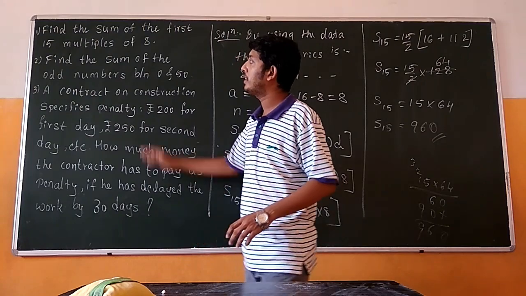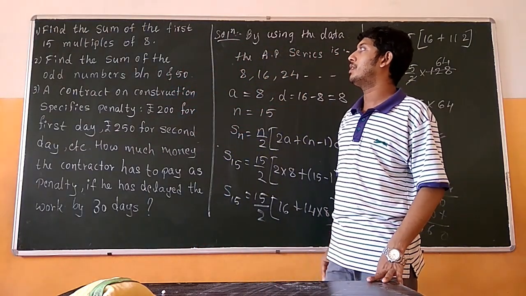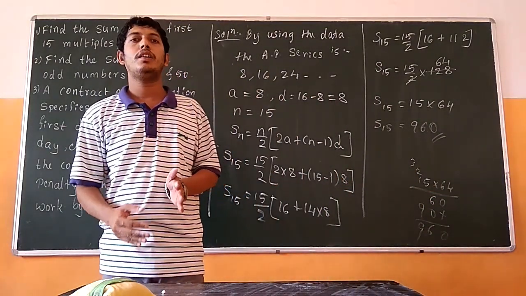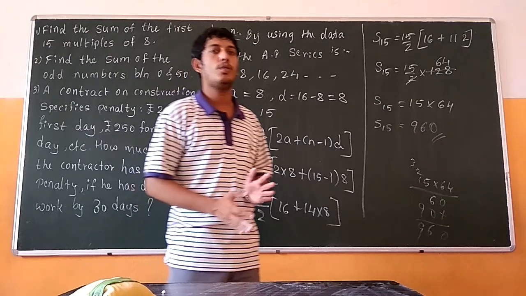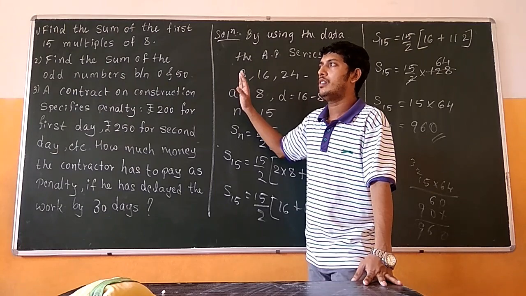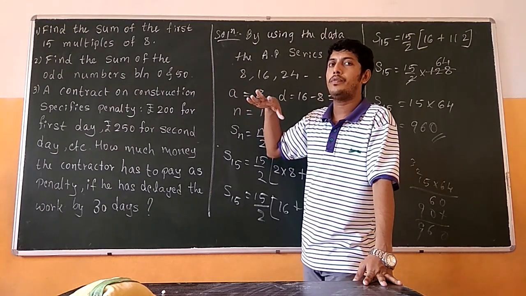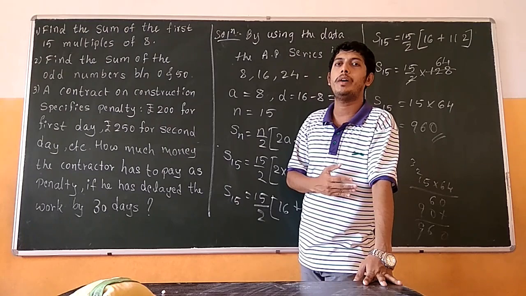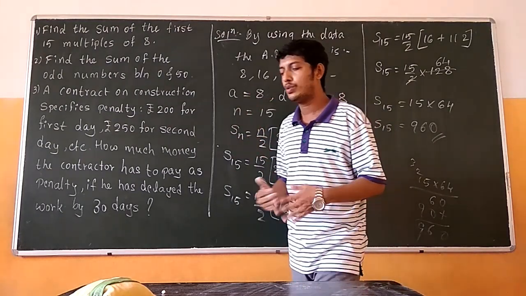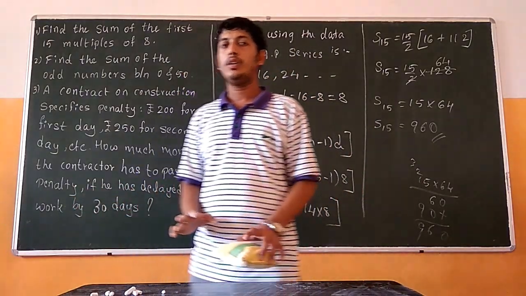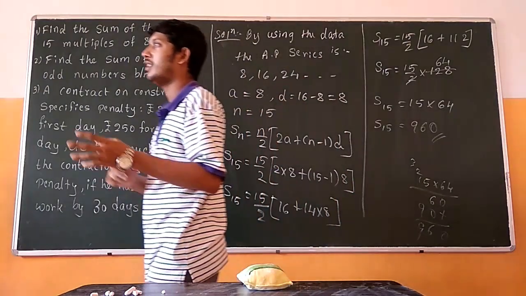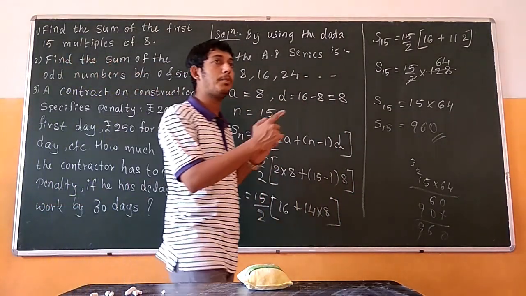So in that, what is given? Find the sum of the odd numbers between 0 and 50. Odd numbers means the last digit is not 0 or 2. Because if we consider 4 as the last digit, it is divisible by 2. If we consider 6, that is divisible by 2. If we consider 8, that is divisible by 2. So we have to consider only odd numbers. So odd numbers between 0 and 50 means we have to consider 1, 3, like that up to 49.